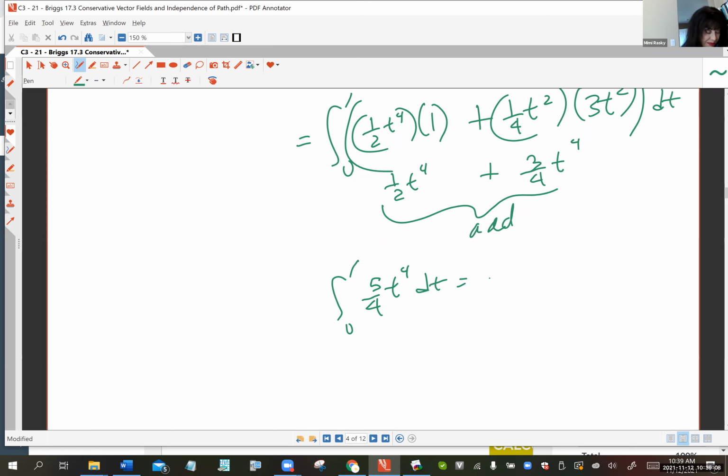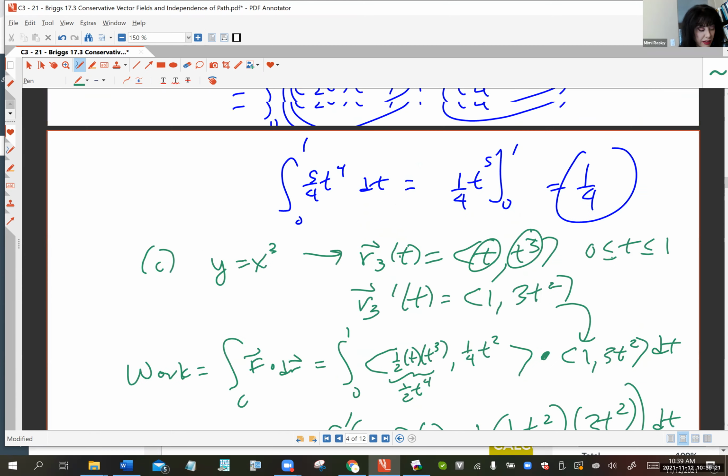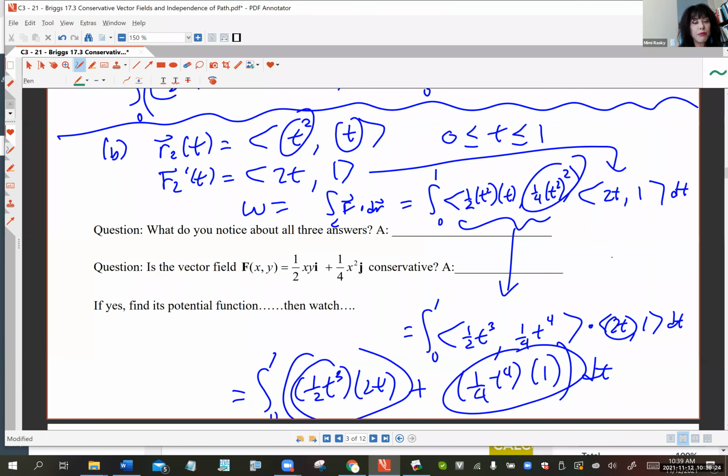Okay. Didn't we just do this? I thought we already did this. Yeah. So 1/4 t to the 5th going from 0 to 1, and we get 1/4 again. Okay. So we got the same answer for all three of these. So the work is the same no matter what.